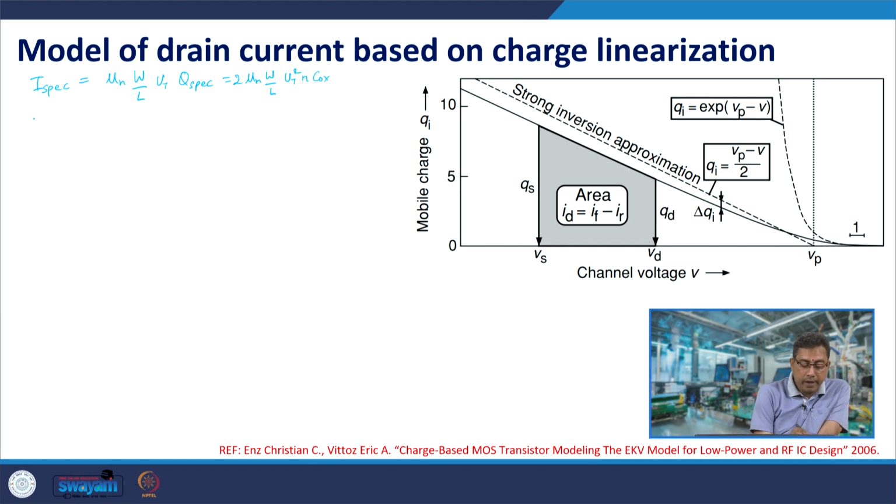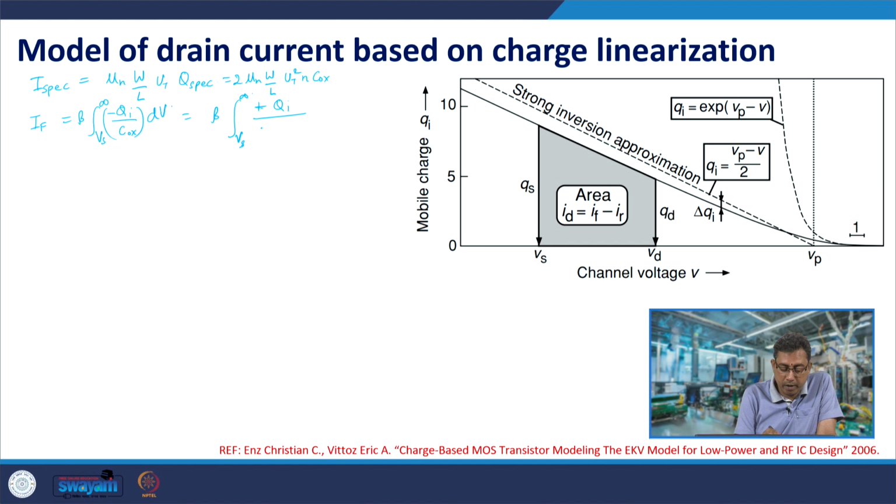Now, let us rewrite the expression for forward current or reverse current, both look similar. So, this is integral Vs to infinity of beta minus Qi by Cox dV. Now, you can rewrite this as beta, integral Vs to infinity, minus Qi plus Qi by minus 2 n Cox Ut, which is Q specific, into, so you multiply a Ut here, you multiply 2 n Ut.